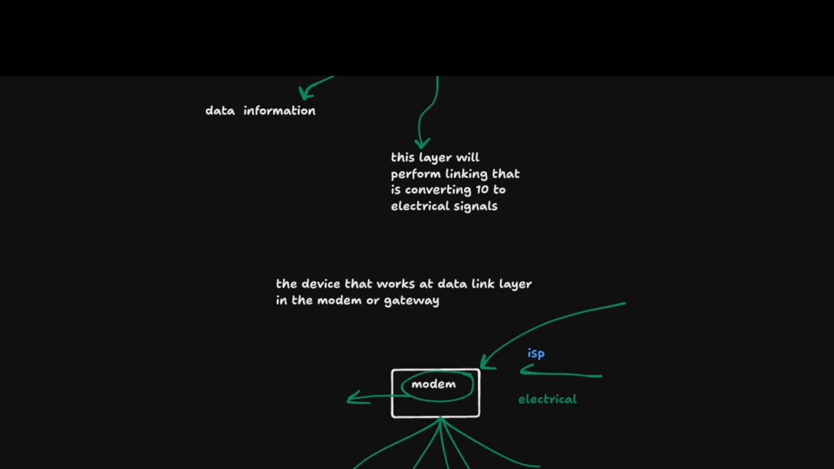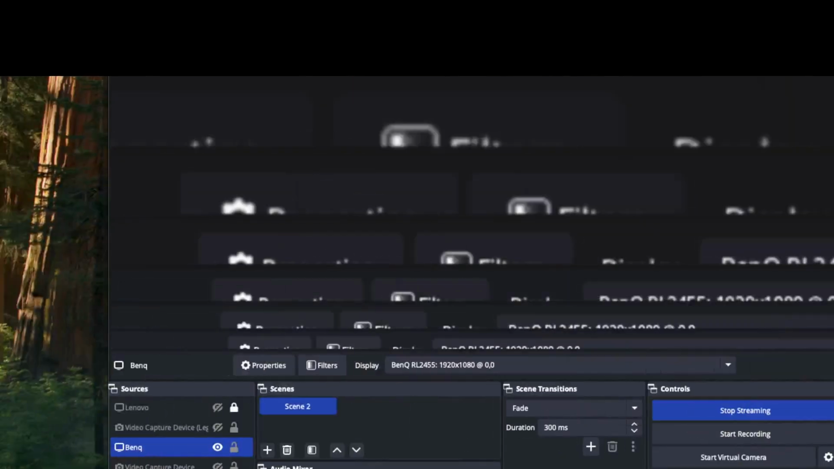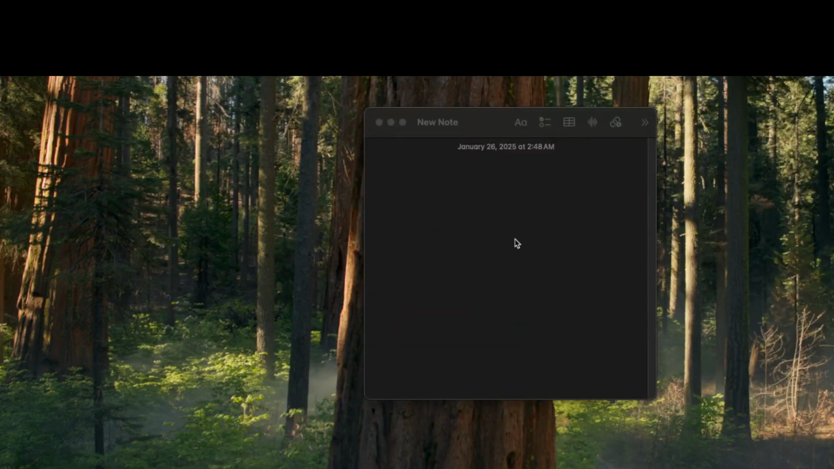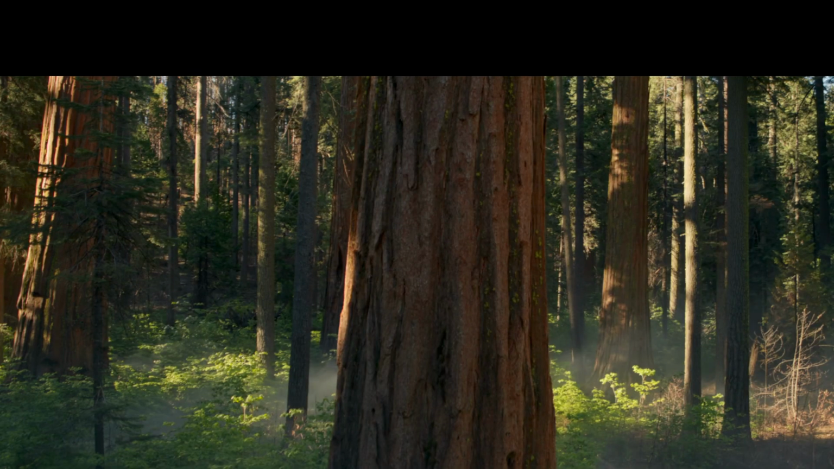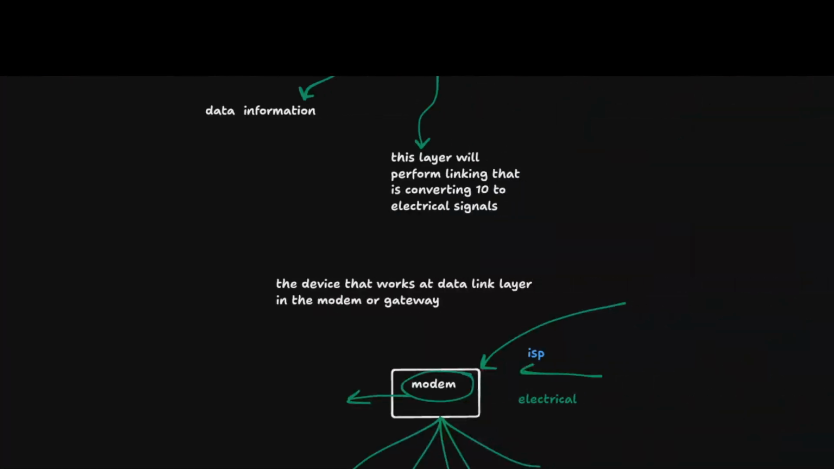The first thing that we saw is what is the data link layer. After this layer we have the physical layer, right? The role of this layer is to convert the data signals into electrical signals.